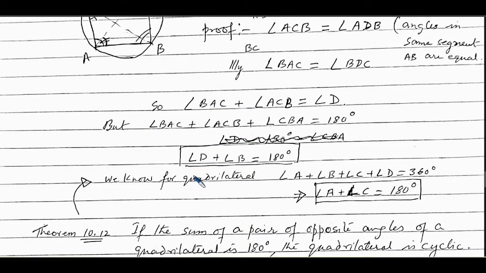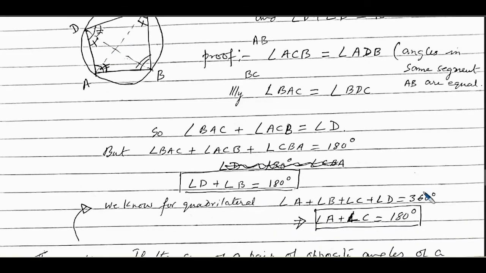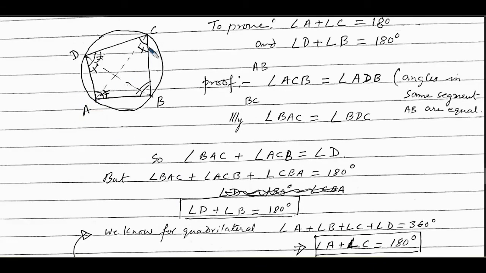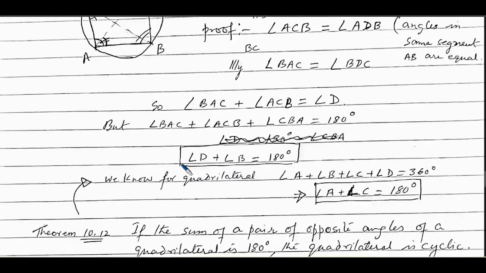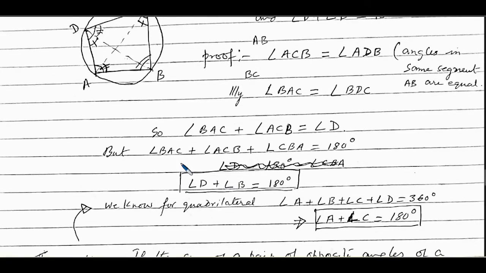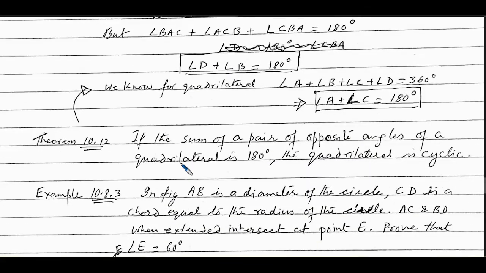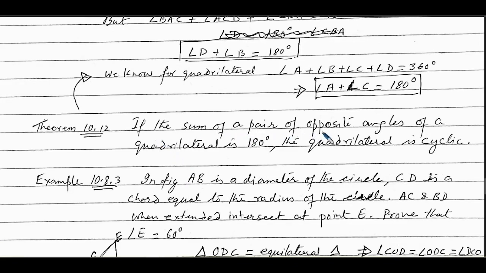And we know that in a quadrilateral the sum of internal angles has to be 360. Here angle D plus angle B I substitute as 180, so 360 minus 180 leaves angle A plus angle C as 180. So these are also opposite angles summing to 180. Once you can show that they are 180, the quadrilateral is cyclic. Now theorem 10.12: if the sum of a pair of opposite angles of a quadrilateral is 180, the quadrilateral is cyclic. That's what we said.